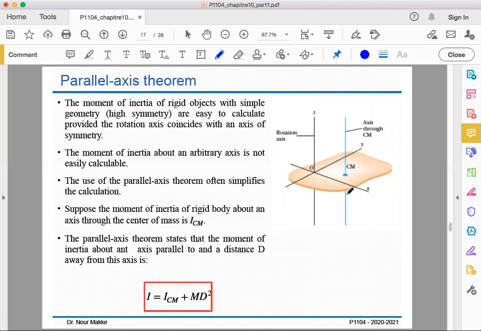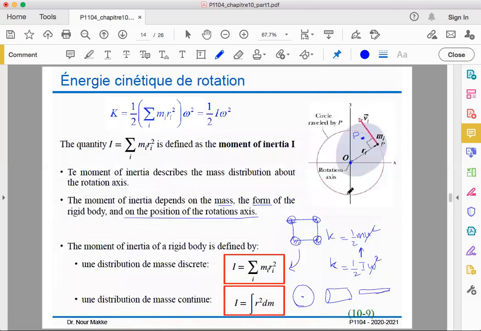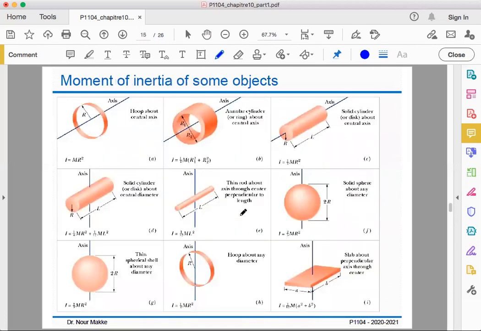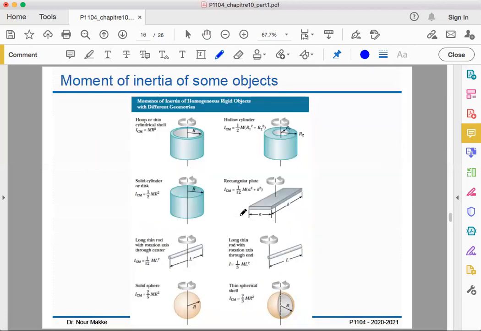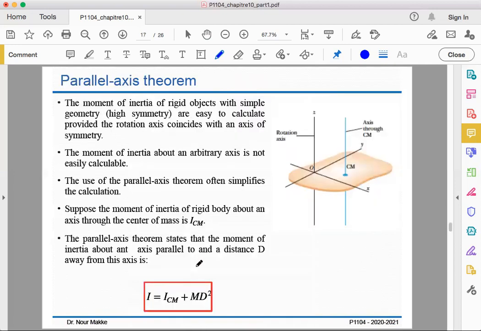Now let's move on to the parallel axis theorem. We already said previously that the moment of inertia depends on the mass, on the form, and on the position of the rotation axis. Now, if your rigid body has a simple geometry, in other words, if your object is one of these objects which is easy to deal with, like a cylinder, a sphere, a thin rod, etc., it's very easy to calculate their moment of inertia, provided that the rotation axis coincides with an axis of symmetry. However, the moment of inertia about an arbitrary axis is not that easy to calculate.